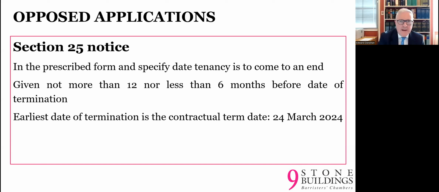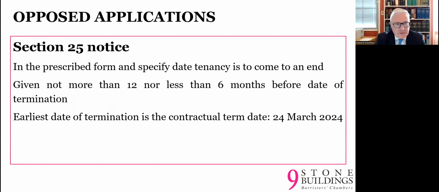As we have here a fixed term tenancy, which expires on the 24th of March 2024, the earliest date of termination that can be specified in the Section 25 notice served by Landlord Limited in our hypothetical case is the 24th of March 2024. It doesn't have to be, it could be later, and there might be good reasons why the landlord would want to delay somewhat the renewal procedure, but it simply can't be earlier than that date.